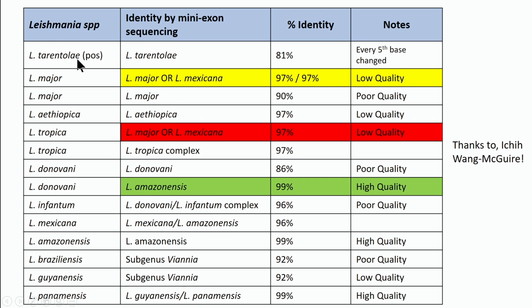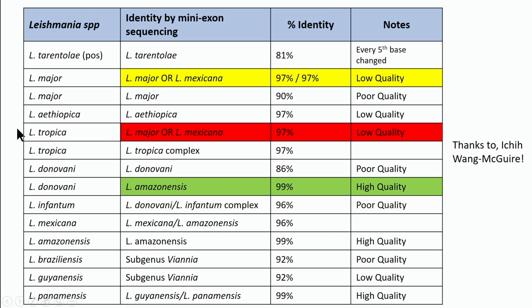The positive control, we took the mini exon gene from lizard Leishmania, L. tarantulae, and I changed every 5th base, synthesized that in a plasmid from IDT, and sure enough, our positive control was 81% identical to lizard Leishmania, 100% identical to our positive control, so great, that's working well, that was high sequence quality. We had one challenging identification where this L. major strain was either L. major or Leishmania mexicana. I'm a little bit curious to dig into the strain and just make sure it's accurately annotated.